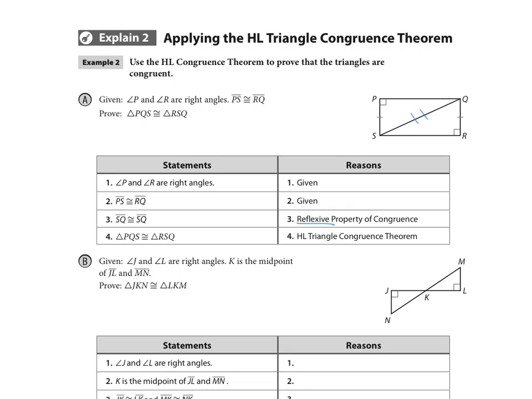And if we look at the statements, we can see which part is which. This is the part that deals with our angles. PS and RQ are our legs, and then SQ is our H. So there's our HL there. Again, we need a right angle, a hypotenuse, and a leg in order to prove HL. Let's look at part B.